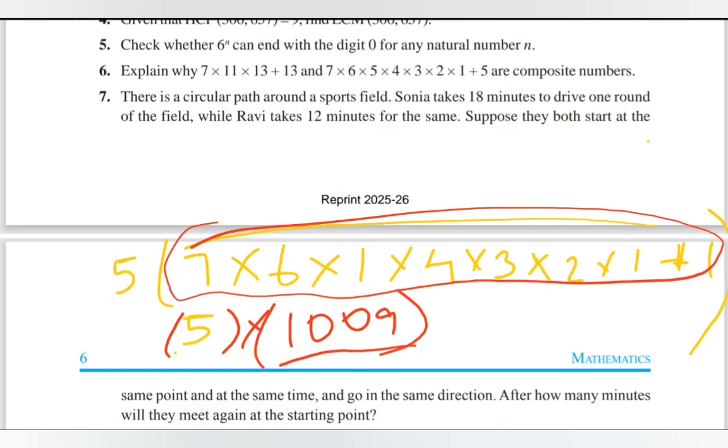See, 1009 is a composite number which has more than 2 prime factors. If we multiply 5 into 1009, we'll be getting again a large number. So it has more than 2 factors. More than 2 factors means it is a composite number. So hence we have proven.